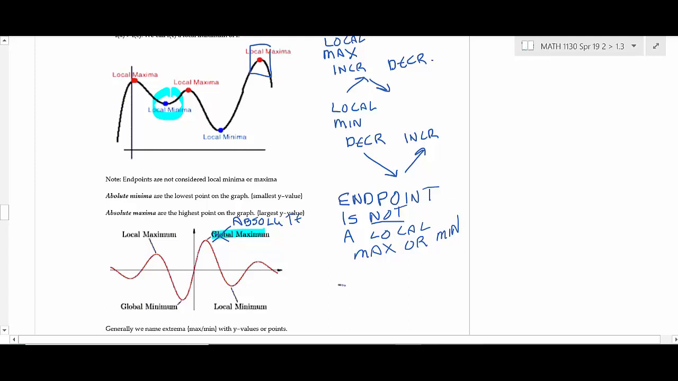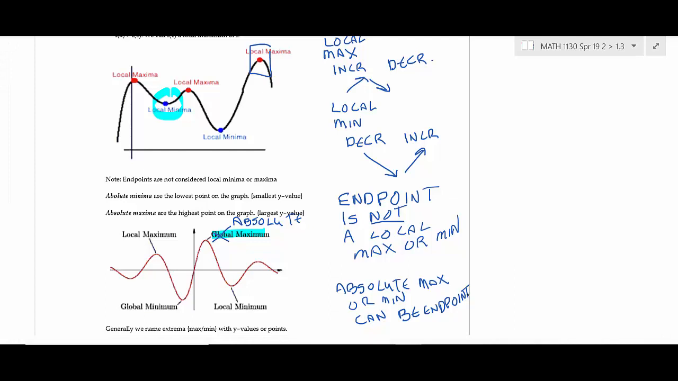Okay, and you probably want to write this down too. So an absolute max or min can be an endpoint. Okay, so your highest point on the graph or the lowest point on the graph can occur at an endpoint like that. So those are the picky details you want to make sure that you don't slip up on.